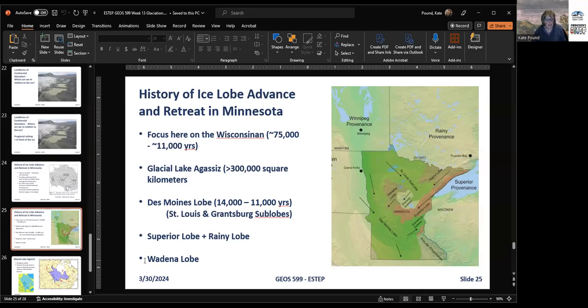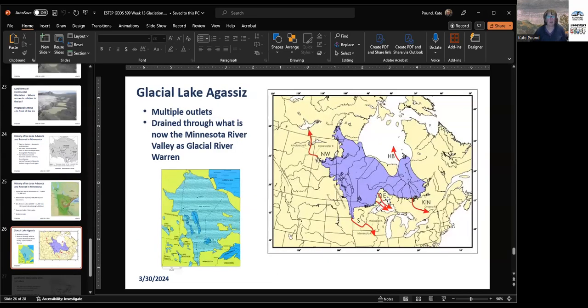The oldest ice lobe associated with the Wisconsinan is what's called the Wadena lobe, and it moved, you can see an arrow here, in a southwesterly direction, and is responsible for what's called the Alexandria moraine. So those are our ice lobes in the Wisconsinan.